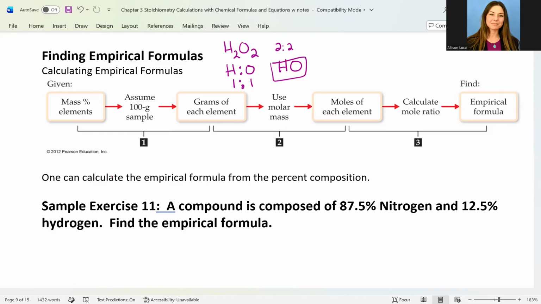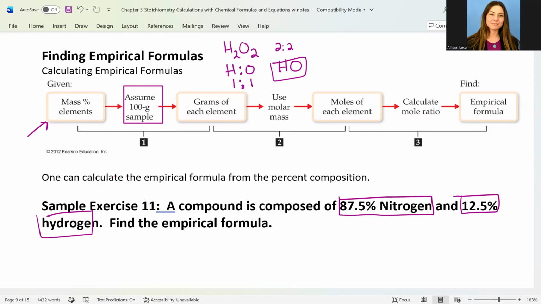So if we're given some information such as the mass percent of elements in a compound, we can assume that we have 100 grams of sample. So in this first example here, we're given 87.5% nitrogen in this compound and then 12.5% hydrogen. If we added them together, we would see that the two percentages equal 100%.